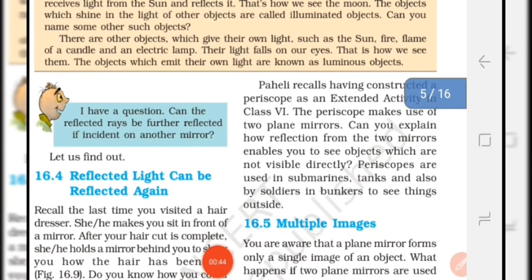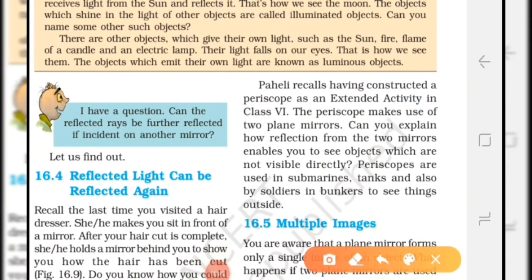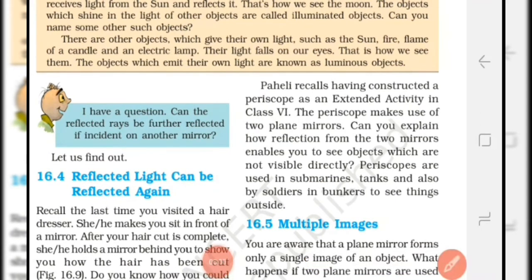A periscope makes use of two plane mirrors. What is a periscope? An optical instrument in which reflected light is reflected again is called a periscope. A periscope is a long tubular device through which a person can see objects which are out of direct vision. Periscopes are used in submarines, tanks, and also by soldiers in bunkers to see things outside.